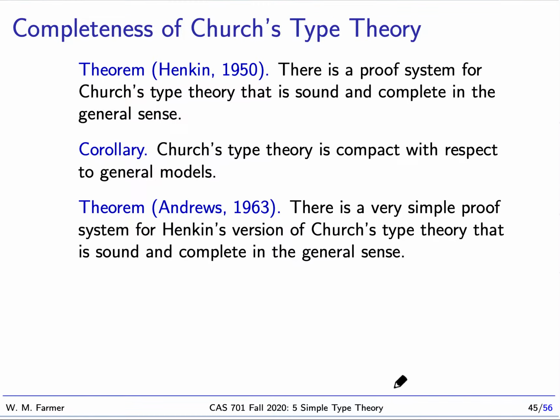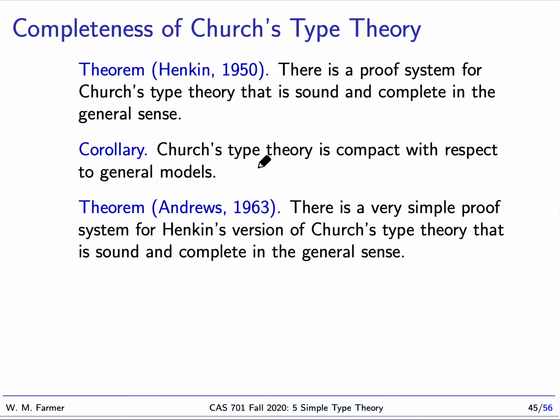But there is a proof system for Church's type theory that is sound and complete in the general sense. And this was given by Henkin in 1950. This was essentially his PhD thesis. And this is what I would call the arch theorem of Church's type theory. It's the most important theorem of Church's type theory. And it's the reason why our semantics is based on general models instead of standard models. Or I should say our main semantics.